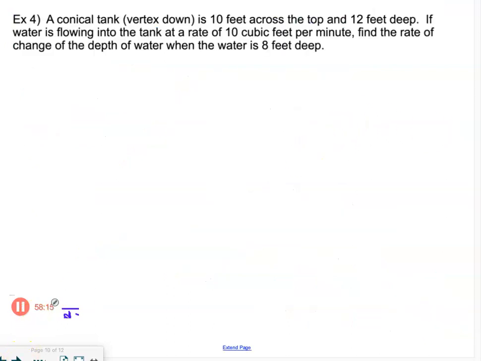Okay. Last one we're going to have time for today, and we do have time for it. This little image has come along every single time. I don't know how to clear ink. There we go. It's gone. Okay. A conical tank. A conical tank means it's a tank shaped like a what? A cone. Conical means cone shaped. Not comical, conical.